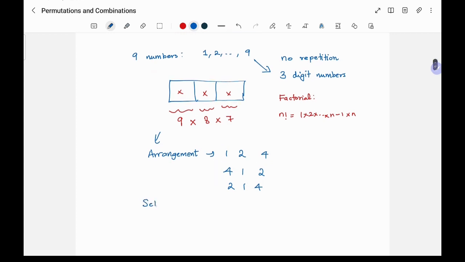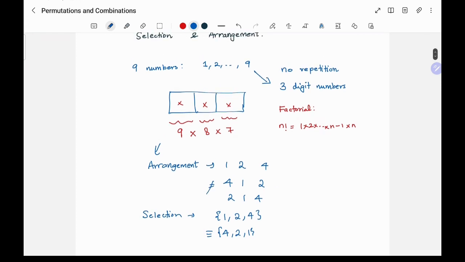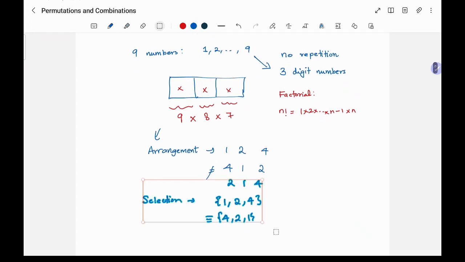So in arrangement, all these 3 are different possibilities, right? But in selection, all these 3 remain the same. It is like a set, right? However you write, it will be equivalent. This is equivalent. But in arrangement, this is not equivalent. So now we are seeing about arrangement.